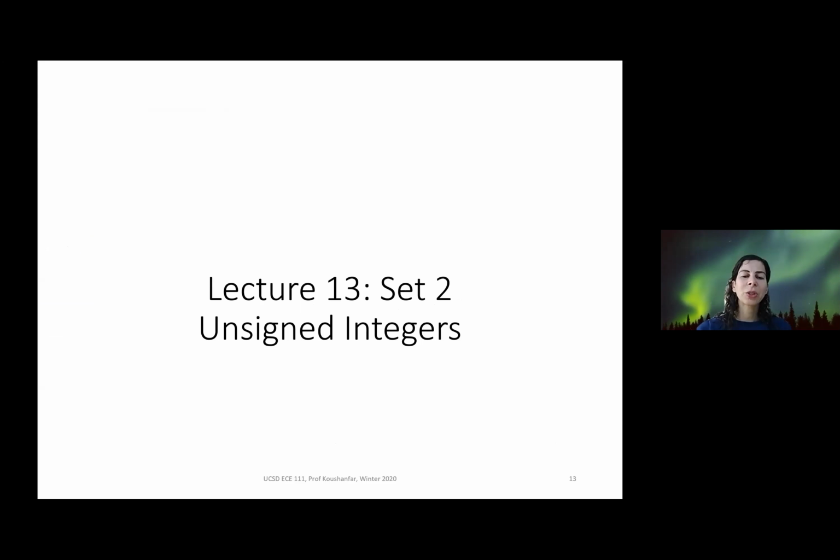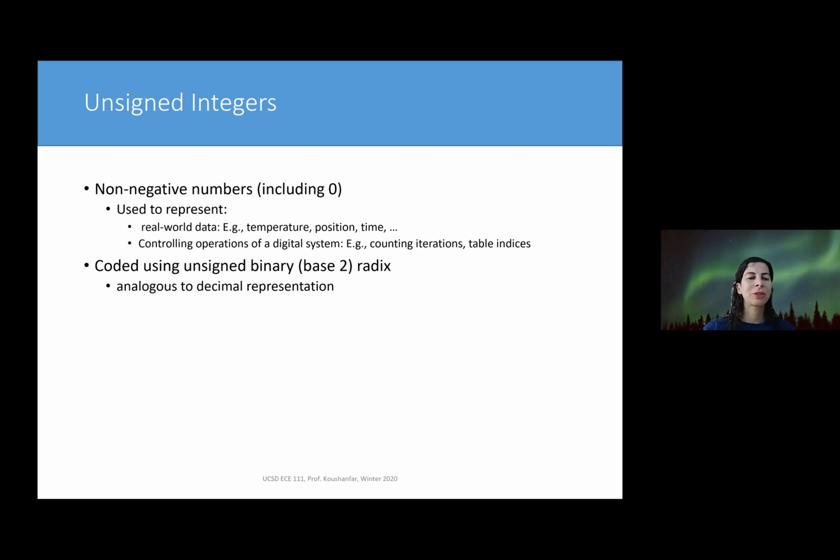Lecture 13, set 2, unsigned integers. We're just going to do a brief representation of this. If we have unsigned integers, that means we are only talking about non-negative numbers. And this includes 0 because, even if you have numbers that are inherently non-negative, like time, we don't represent time with a negative number, but we have a notion of 0.